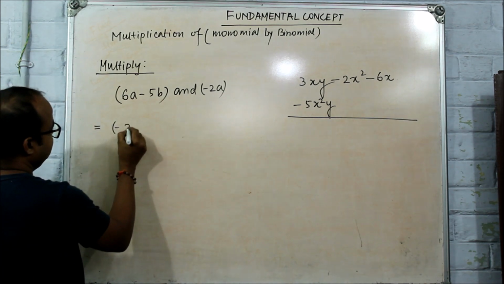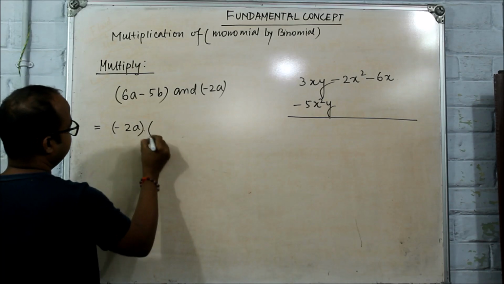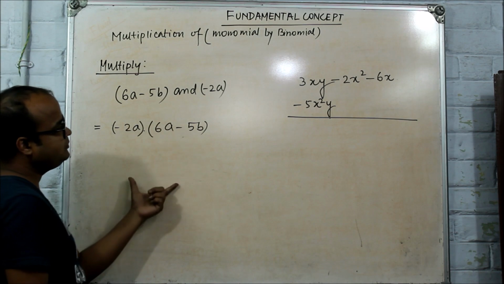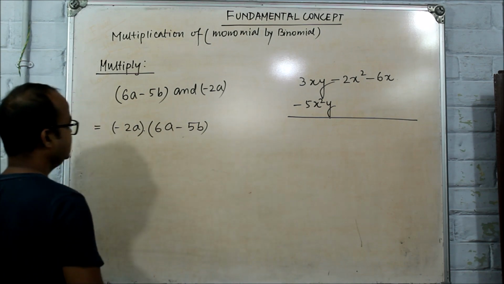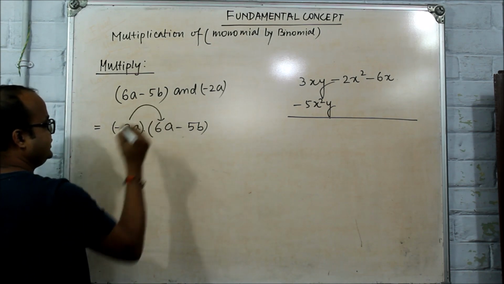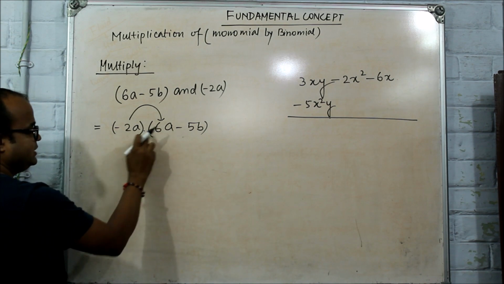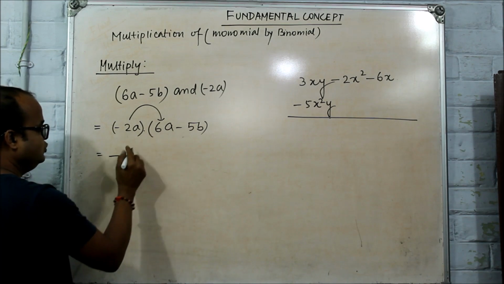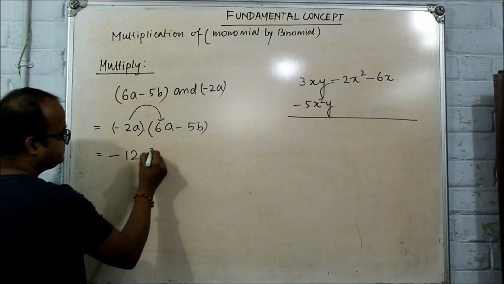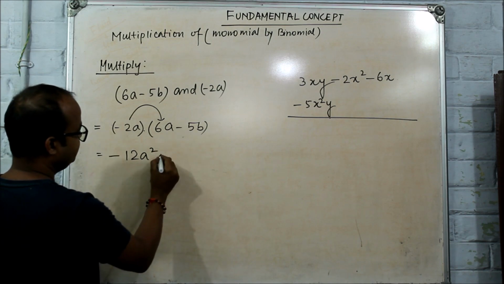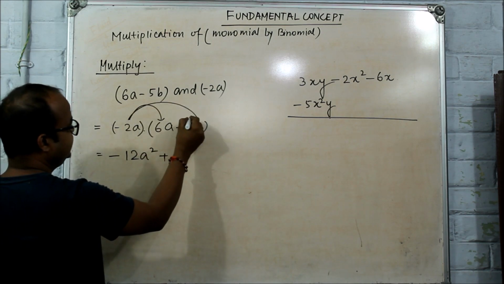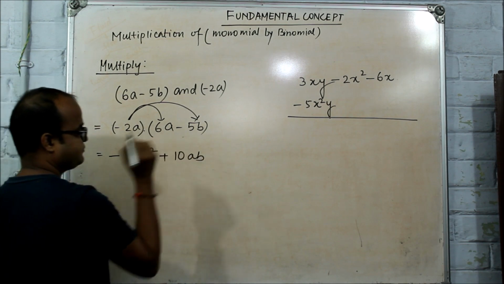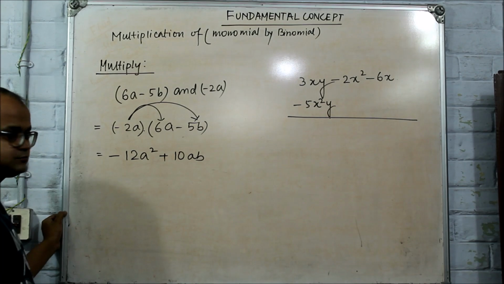So minus 2a multiplied by 6a minus 5b. One sum I am doing with the row method, another sum I am doing with the column method. So 2a into 6a, minus into plus, so sign will be minus, 6 into 2, 12a square. Minus into minus is plus, 2a into 5b, that is equal to 10ab. Clear?